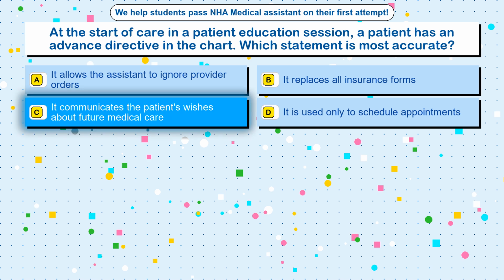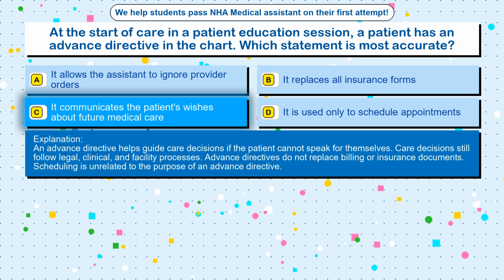The correct answer is option C. It communicates the patient's wishes about future medical care. An advance directive helps guide care decisions if the patient cannot speak for themselves. Care decisions still follow legal, clinical, and facility processes. Advance directives do not replace billing or insurance documents. Scheduling is unrelated to the purpose of an advance directive.